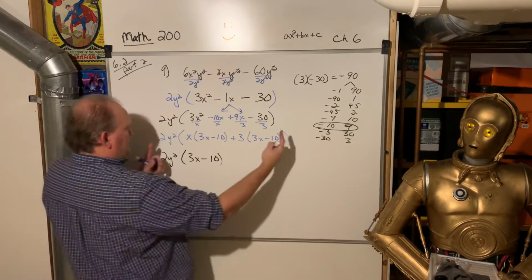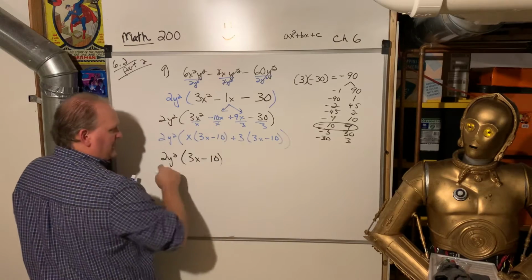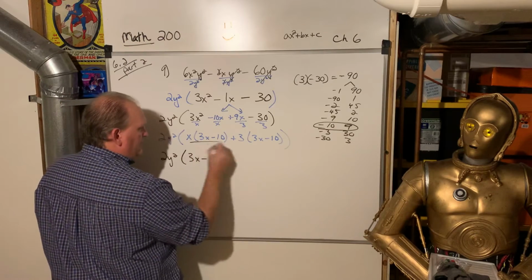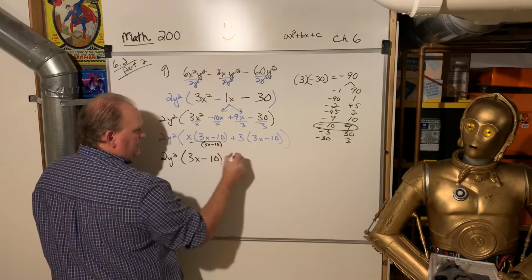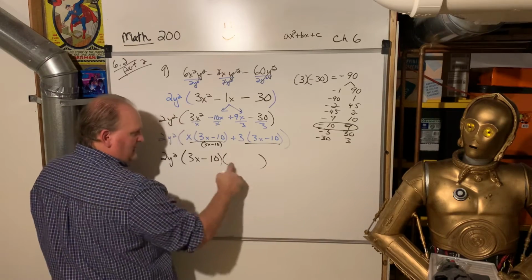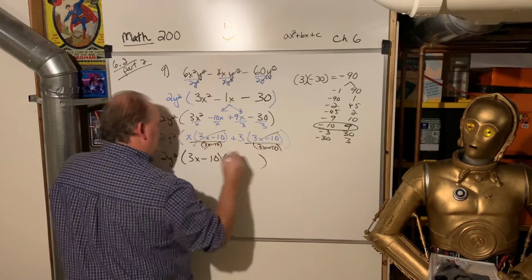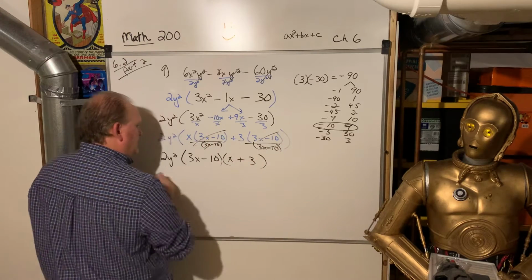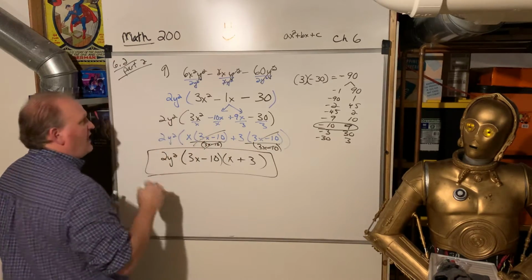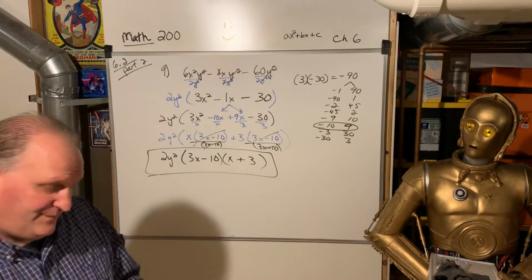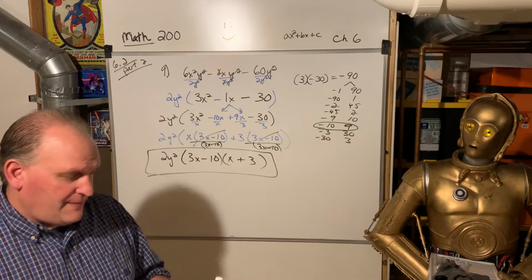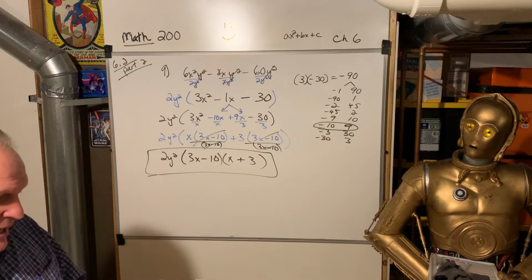And now we can factor out a 3x minus 10. You don't need this extra set of parentheses. I'm dropping that. So I'm factoring that out. And whatever I write down front, I have to now populate my empty set of parentheses. X plus 3. I think we did that one already on the other page. But it doesn't hurt to see it twice. Okay? So there we are with that.